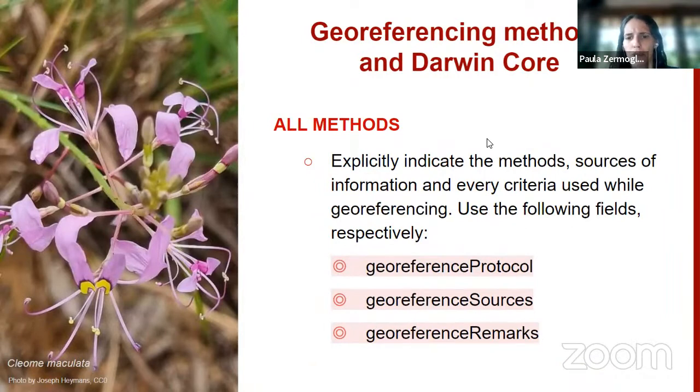Then, something important for all methods, no matter which one you use, you always have to explicitly indicate the methods, all the sources of information that we have used, and every criterion that we used when we were georeferencing. You will see that when you get a location and you have to georeference it, you will have to make some decisions and take some criteria. All those criteria and decisions need to be documented. And the fields that we will use in Darwin Core are georeference protocol, georeference sources and georeference remarks, which were explained by John earlier today.